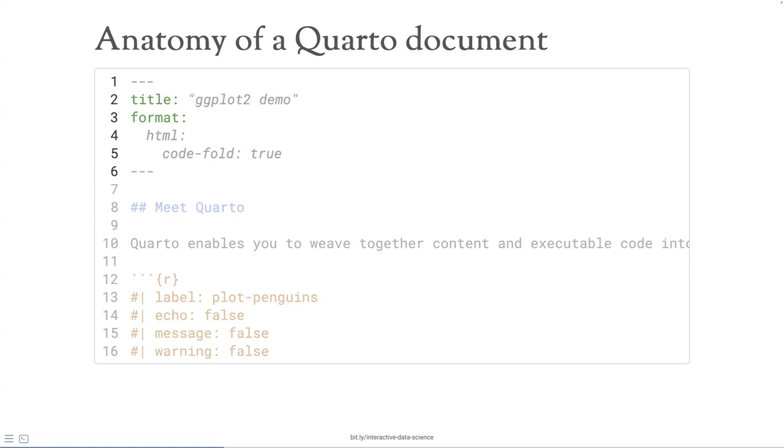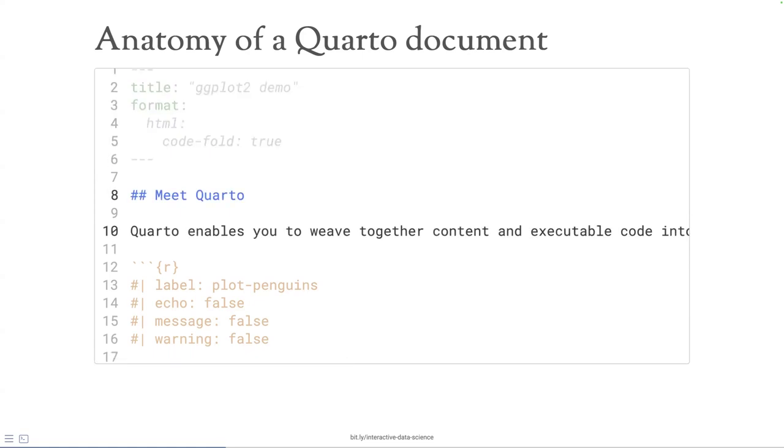I can provide additional options like code-fold true means the code within the document should collapse so that it's not immediately visible unless somebody clicks it to open it up. And so the YAML heading, just to reiterate, is the kind of metadata of your document.